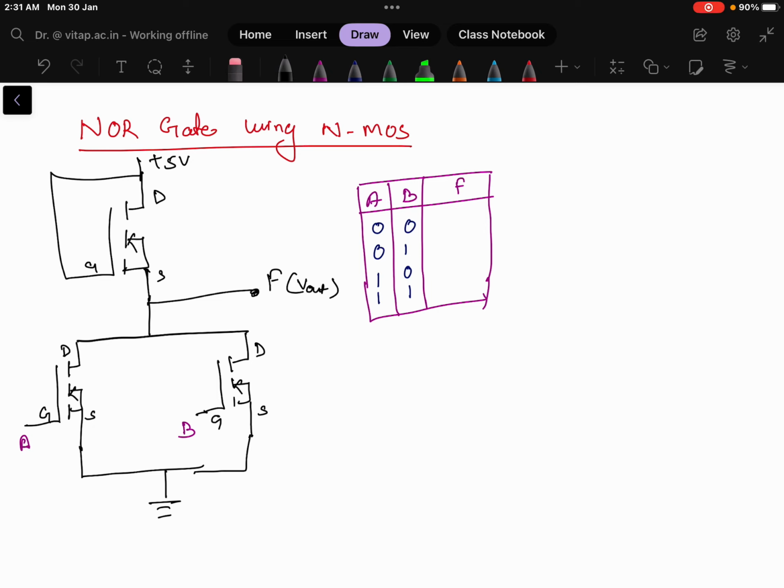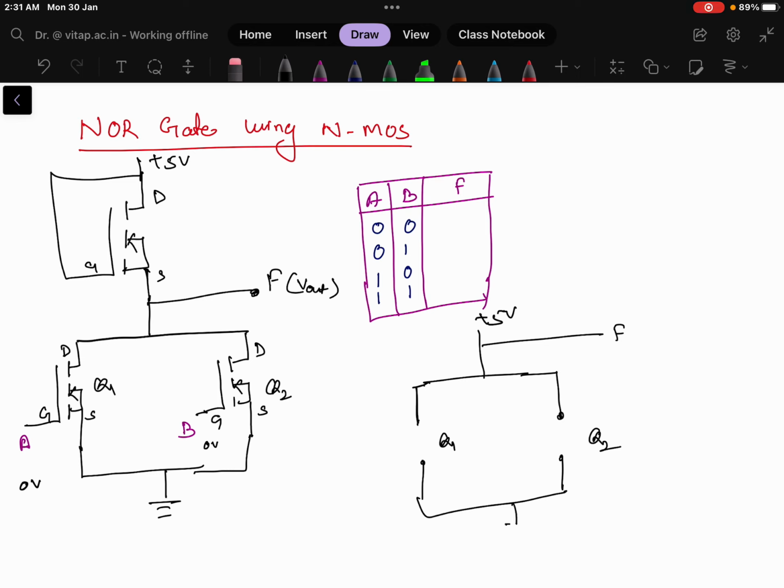If I give 0 0, that means I am giving 0 voltage here and 0 voltage here. So what will happen? Both the transistors will behave as an open circuit in this case, that is Q1 and Q2. Okay, let's just do the logic diagram. Here my Q1 is there and here the Q2 is there. Here the output is taken F and plus 5 volt is available here. I am not drawing the load resistance, and the source is grounded.